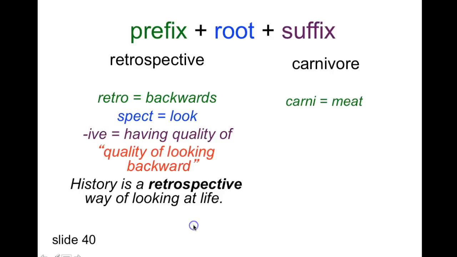If we take carnivore, carni is a prefix meaning meat, and vor means to eat. And e is one who. So carnivore is a person who eats meat.